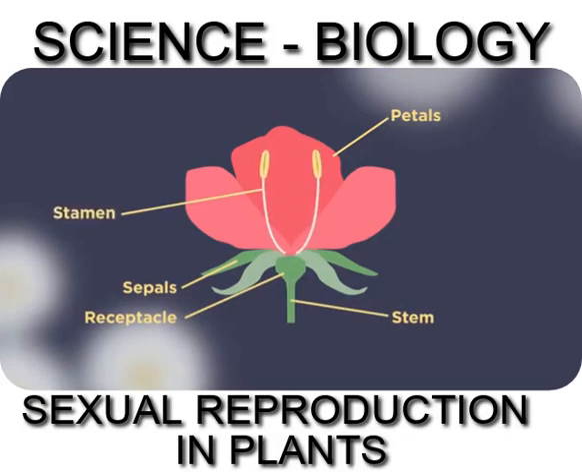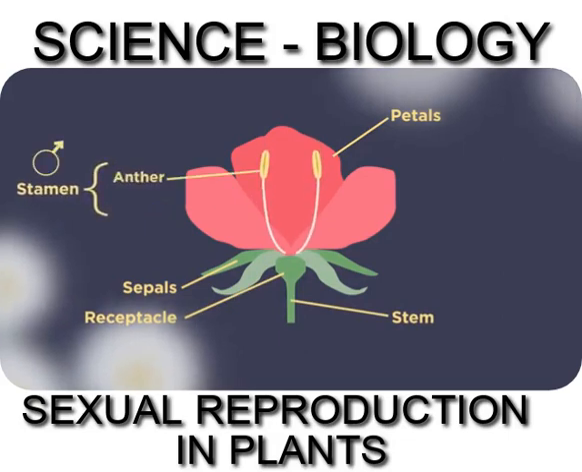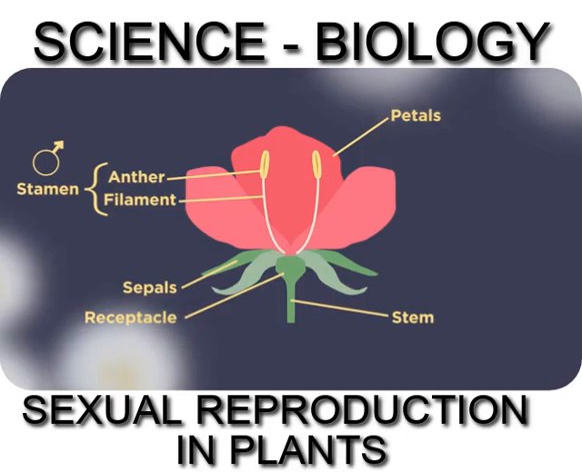The stamen is the male part of the flower. It consists of the anther, where pollen is produced, and the filament, which is the stalk that supports the anther. These structures are responsible for the production and the positioning of pollen, the male gametes.